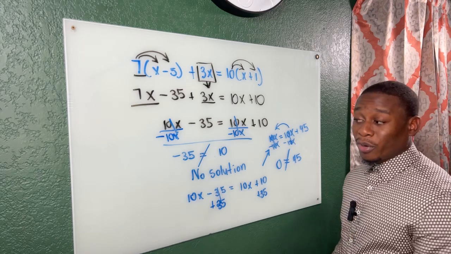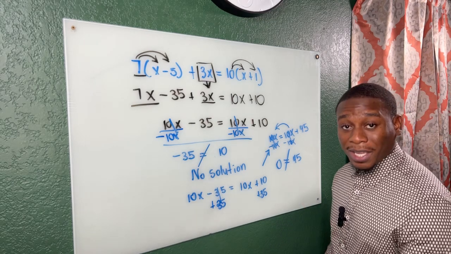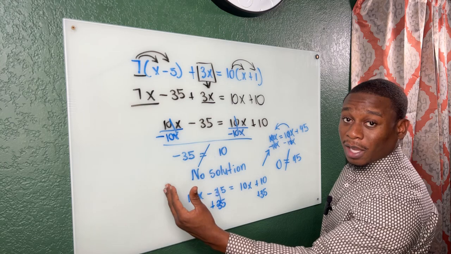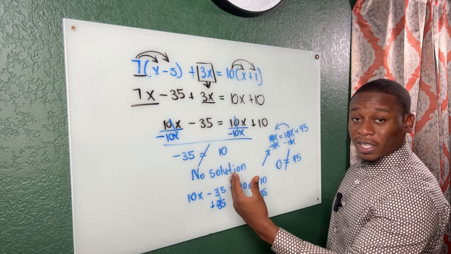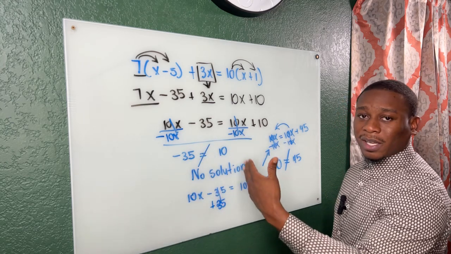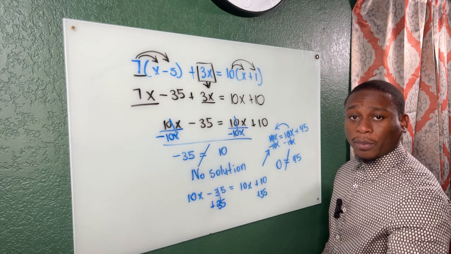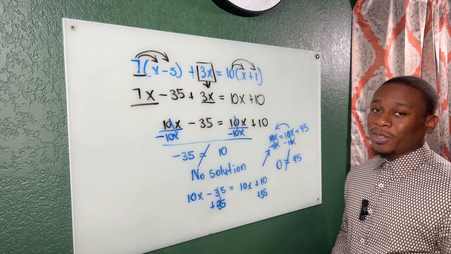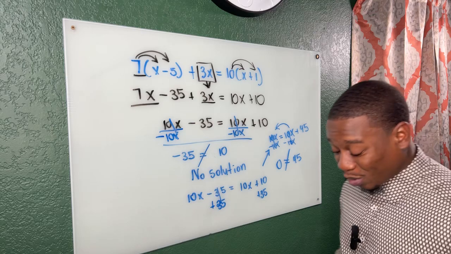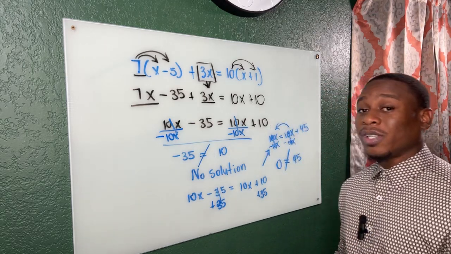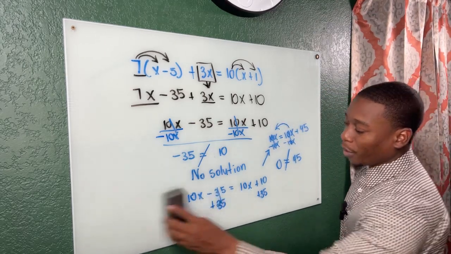There is no number that's going to make this a true statement, meaning that the left-hand side of the equation is equal to the right-hand side, or the right-hand side is equal to the left-hand side. Same thing. So please be mindful of that, because you're going to see a lot of no solution problems, and you have to understand what no solution means, okay?